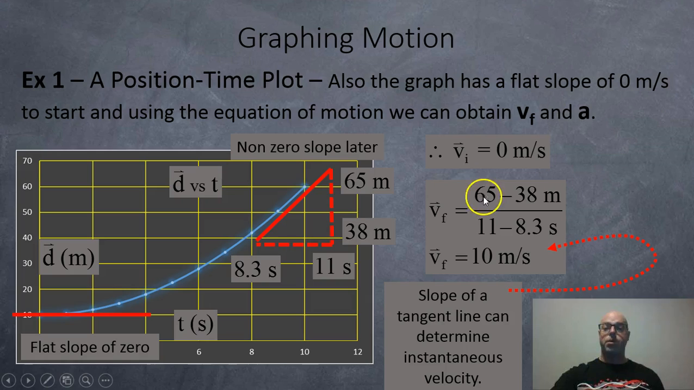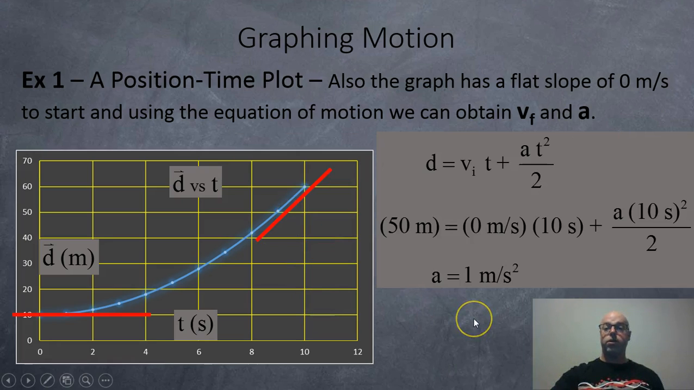So, top subtract bottom, 65 subtract 38 meters. That works out to be 27 meters. And then right subtract left, 11 subtract 8.3 seconds. That's 2.7 seconds. So you get 27 meters divided by 2.7 seconds. They have a final instantaneous velocity of 10 meters per second. So you start off flat lined, 0, all the way to a steep line right here of 10 meters per second.